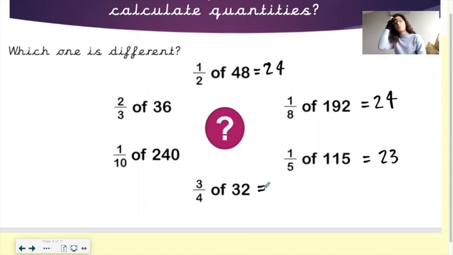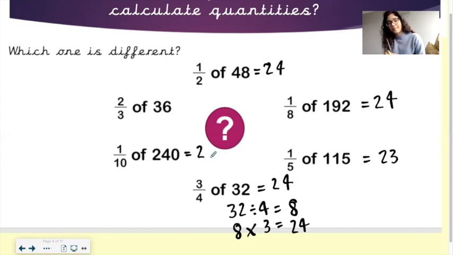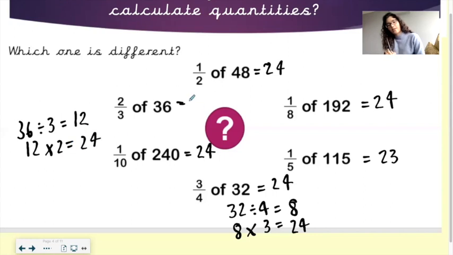3/4 of 32. Now, the way to work this out is by doing 32 divided by 4, which equals 8, and then 8 times 3. We divide by the denominator, multiply by the numerator. So 8 times 3 is 24. Next one, 1/10 of 240, that's 240 divided by 10, which is 24. And the last one, 2/3 of 36. So we do 36 divided by 3, which equals 12. And then you multiply by the numerator, so 12 times 2, which equals 24.